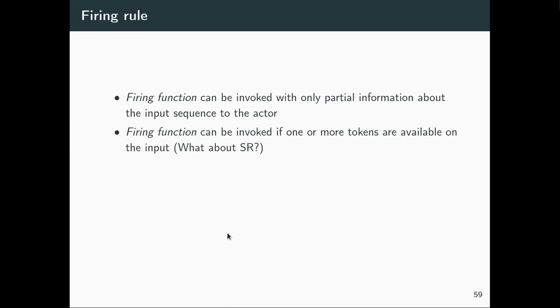For example, in the signal processing example that we just saw, as the values of the signal are received, or partial information about the signal is received, the actor operates and produces the output based on the input tokens that are available. As we can see, it consumes one input token and produces an output token. So a firing function can work with only partial information.